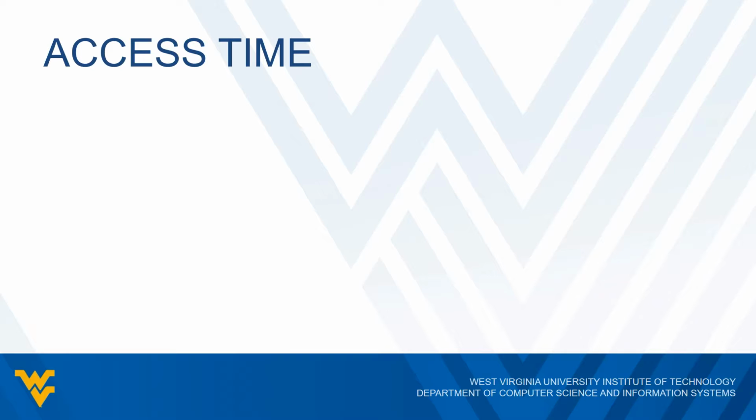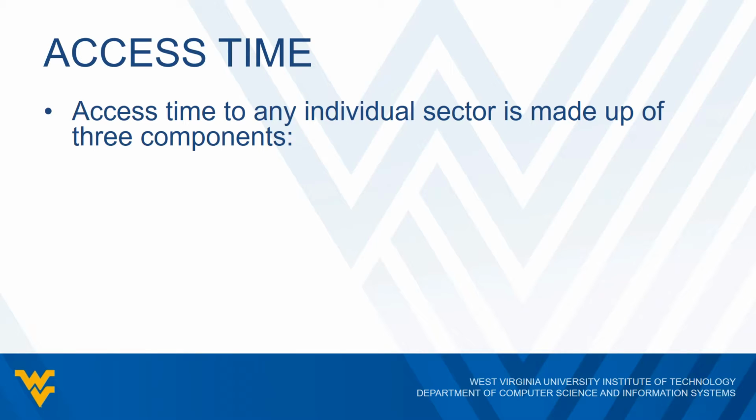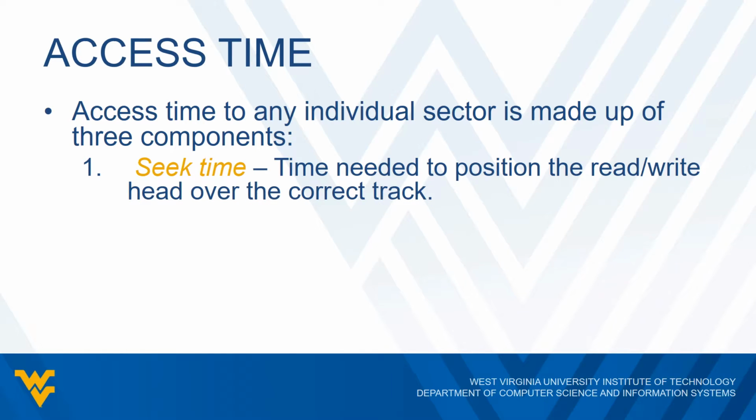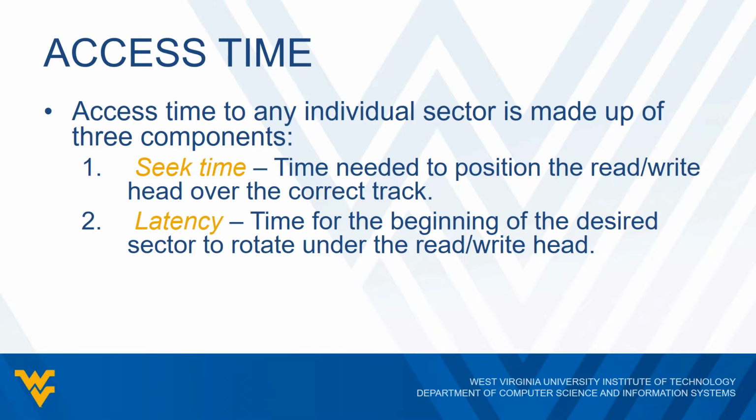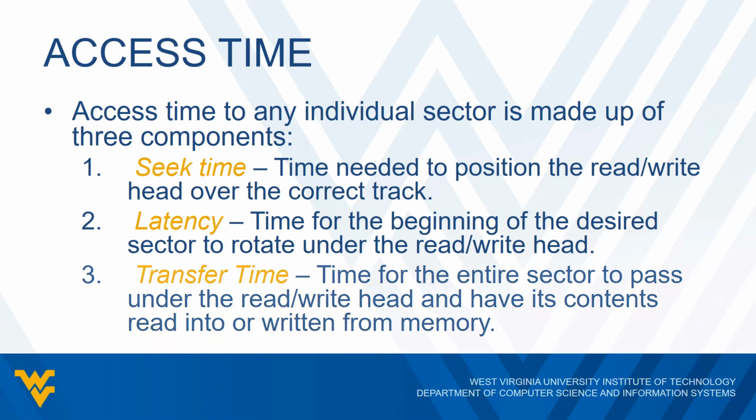The access time to any individual sector of a disk is made up of three components, which we call the seek time, the latency, and the transfer time. The seek time is the time needed to position the read-write head over the correct track. The latency is the time for the beginning of the desired sector to rotate under the read-write head. And then the transfer time is the time for the entire sector to pass under the read-write head and have its contents read into or written from memory.